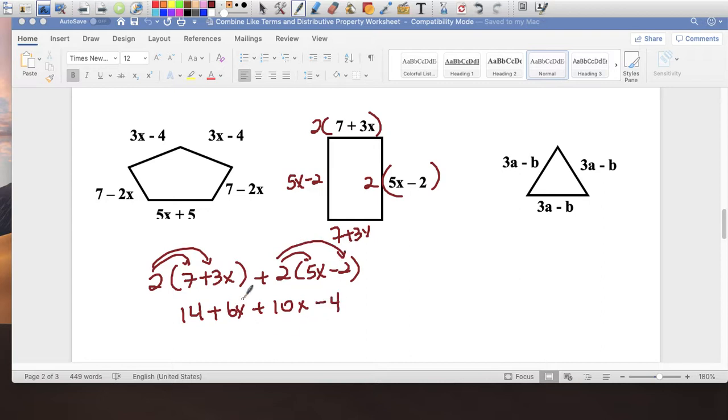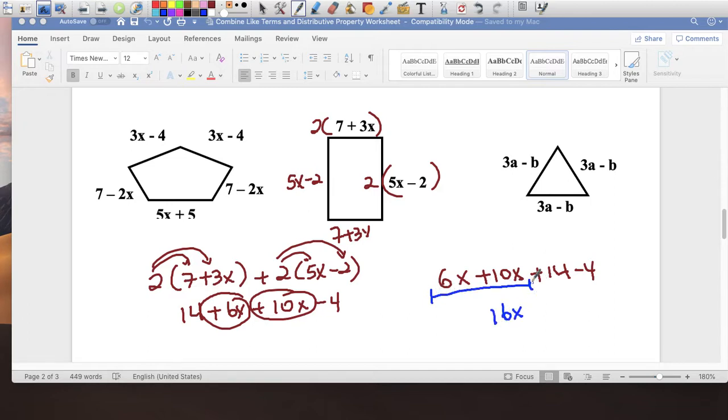Can I combine any terms? Well, there is an x over here and an x over here that are the same. So that's 6x plus 10x, and then plus 14 minus 4. So my like terms are next to each other again. 6x plus 10x is 16x. Positive 14 minus 4 is positive 10.